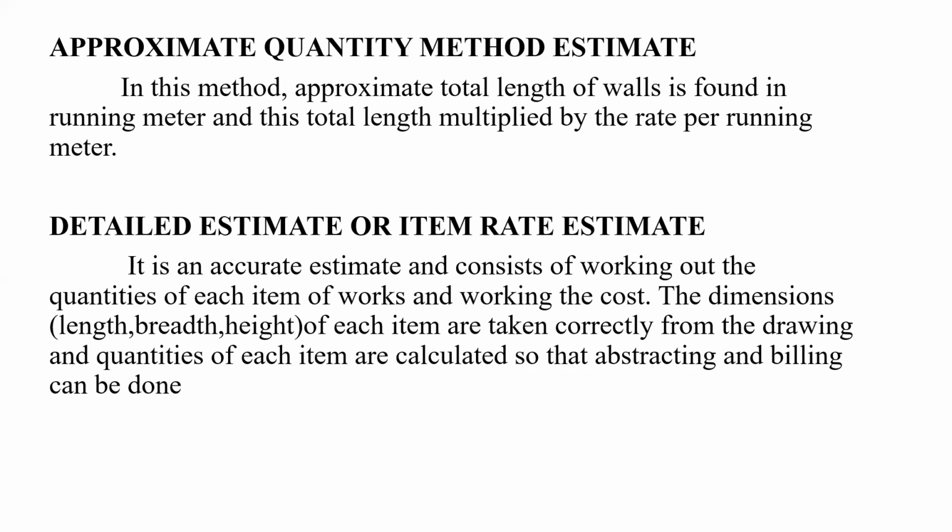Now, detailed estimate or item rate estimate. A detailed estimate is an accurate estimate, and it consists of working out the quantities of each item of work and working out the cost. The dimensions, length, breadth, and height of each item are taken correctly, the quantities of each item are calculated, and abstraction and billing are done after that. A detailed estimate is prepared in two stages, that is details of measurement and calculation of quantities, and then abstract of estimated cost.